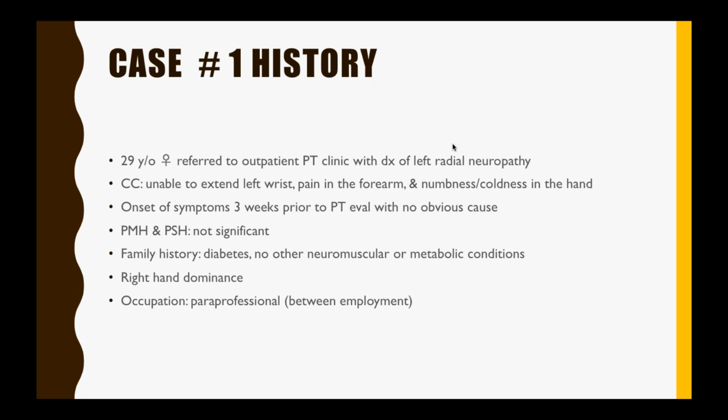of left radial neuropathy. Her chief complaint was that she was unable to extend her left wrist. She had pain in the forearm and numbness and coldness in the hand. The symptoms started about 3 weeks prior to her coming into the clinic, but she couldn't really think of a cause. There was no accident or fall that she had. It just started about 3 weeks ago, and she couldn't recall any kind of trauma.